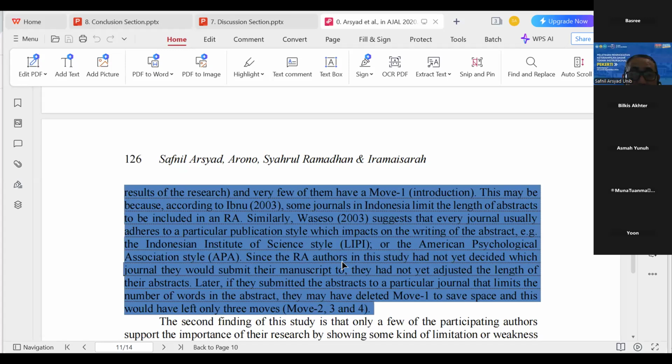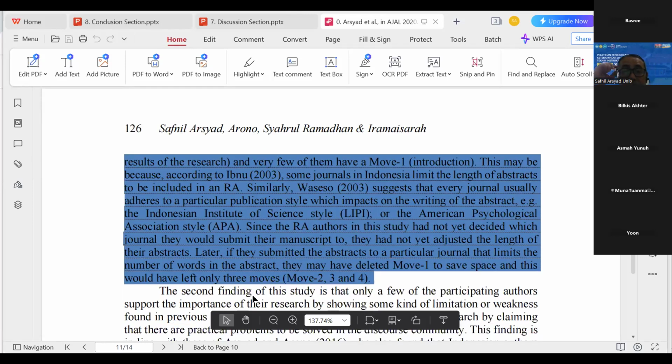Since the research article authors in this study had not yet decided which journal they would submit the manuscript to, they had not yet adjusted the length of the abstract. So later, when they submitted the abstract to a particular journal that limits the number of words, they may have deleted move one to save space. And this would have left only three moves: move two, three, and four.